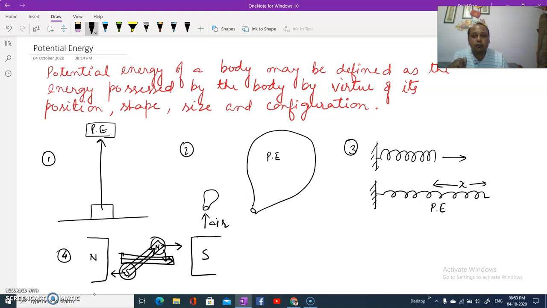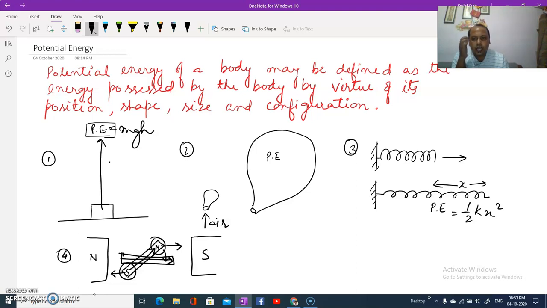Like when we pull a body or move the position of a body against the gravitational force, then the work done, that is the potential energy, is mgh. Whereas in case of spring, you will see that it is half kx square. So there are different formulas for different potential energy.